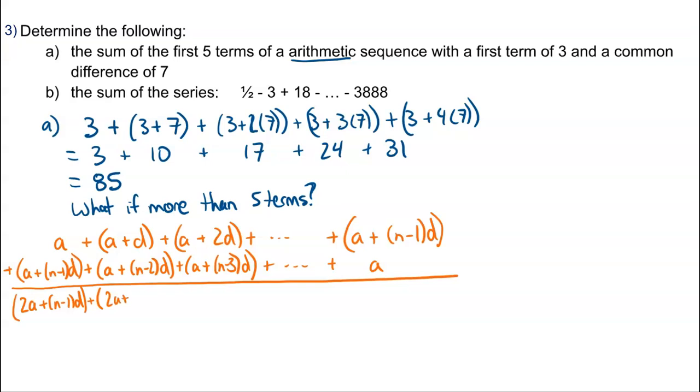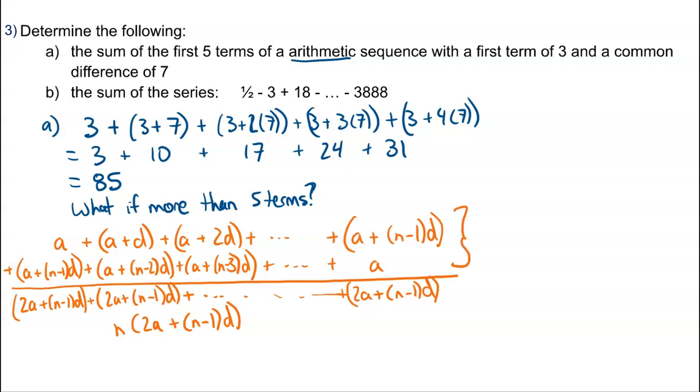If I do that with the next 2 sets of brackets that are lined up on top of each other, I get the 2a plus n minus 1 times d again. In fact, I get it every single time I add up these numbers together. And so what we could say is, in general, we have this 2a plus n minus 1 times d. And so we have n of those, so we have n times 2a plus n minus 1 times d.